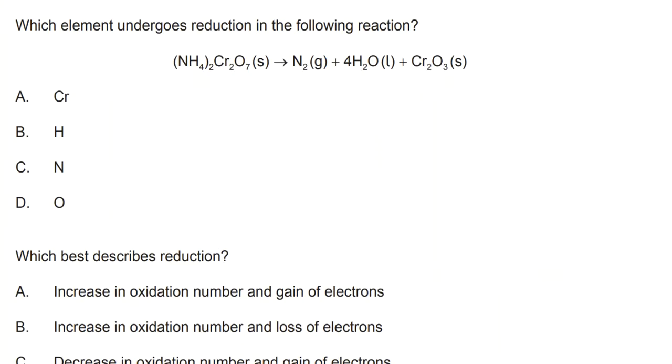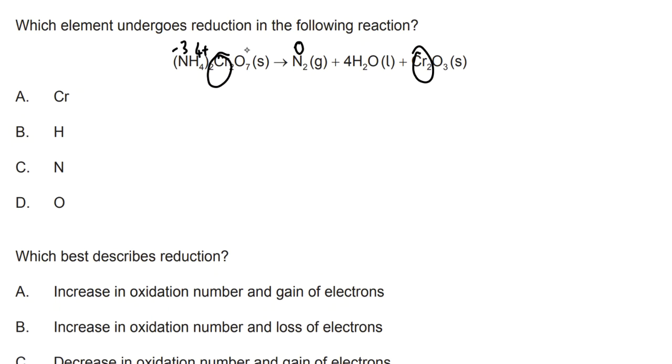Which element undergoes reduction in the following reaction? Okay, I believe that for this one is 4 plus and neutral overall, or minus 1 overall, so this is going to be minus 3. That's going to be minus 3 and it becomes 0, so that's not going to be reduction. But I believe it is chromium because I've heard of chromium going over reduction.